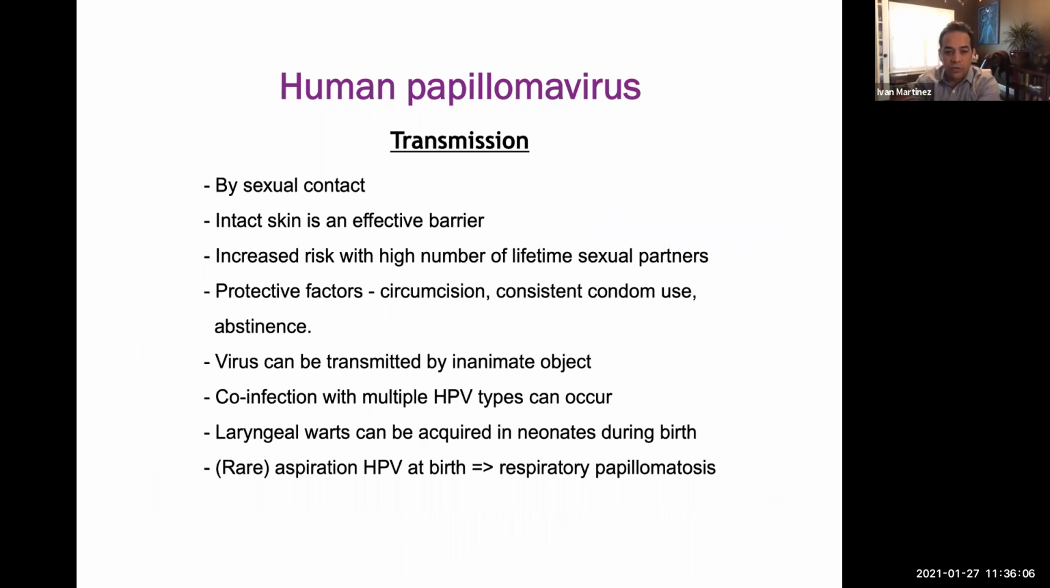Transmission, of course, HPV is through sexual contact. Intact skin is an effective barrier. There is increased risk with a high number of lifetime sexual partners. Protective factors could be circumcision, consistent condom use, and abstinence. The virus can be transmitted by inanimate objects. Very rare, but that could happen. Co-infection with multiple HPV types can occur. So yeah, patients sometimes show up and they have HPV 16 and 18 at the same time. Laryngeal warts can be acquired by neonates during birth, and rare aspiration of HPV at birth could cause respiratory papillomatosis.